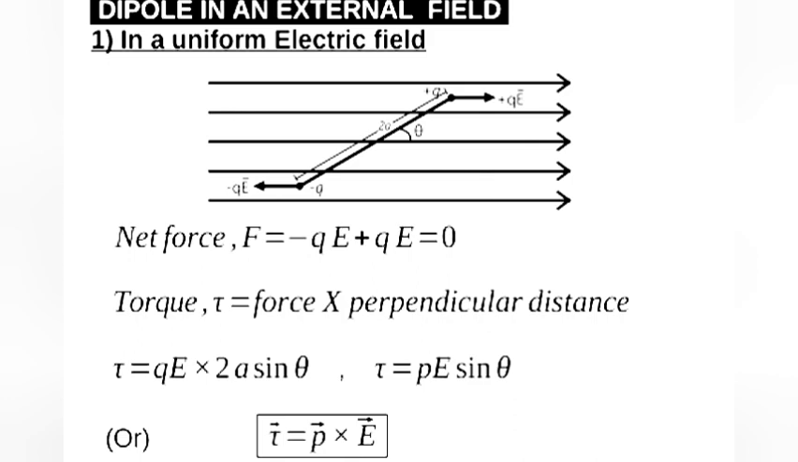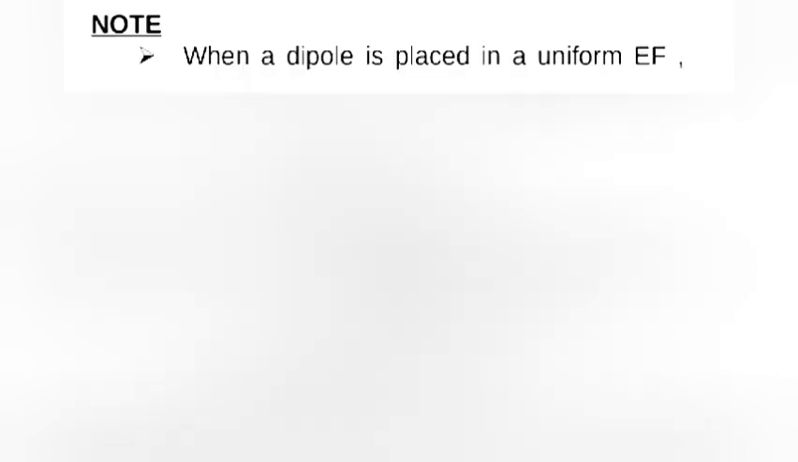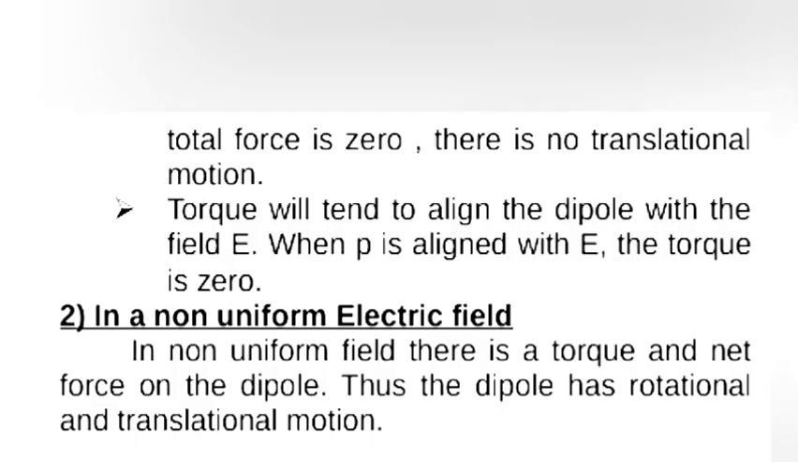Dipole in an external field. 1. In a uniform electric field. Net force F is equal to minus qE plus qE equals 0. Torque tau is equal to qE into 2a sin theta. Torque equals pE sin theta. Note: when a dipole is placed in a uniform electric field, total force is 0. There is no translational motion. Torque will tend to align the dipole with the field E. When p is aligned with E, the torque is 0.